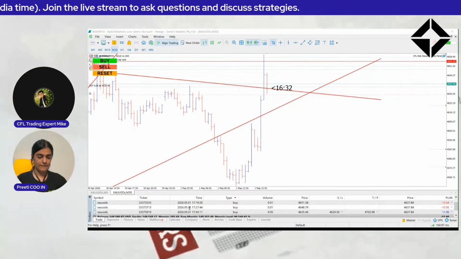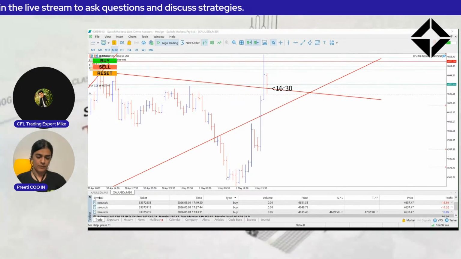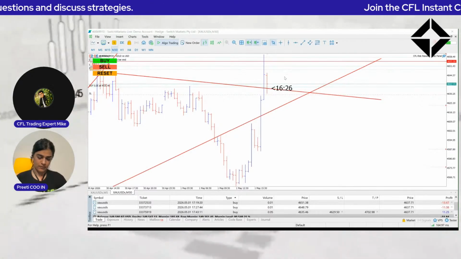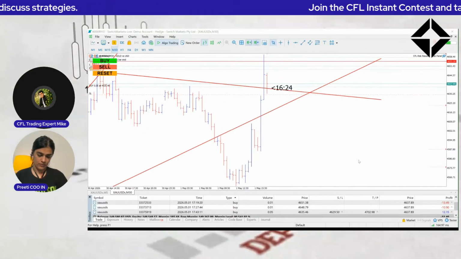Okay, so new order by this. Okay, it's showing the stop here. Very good. The trade size is not showing. So we will fix it later, no problem.